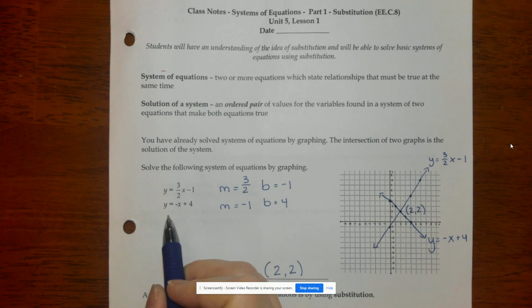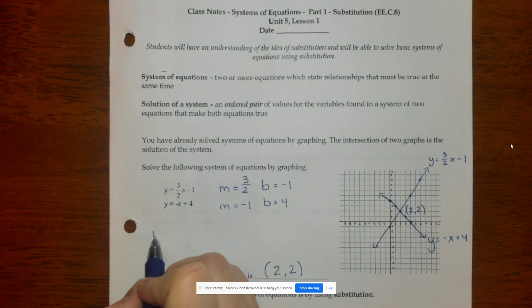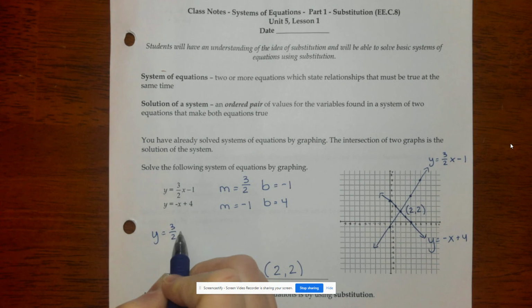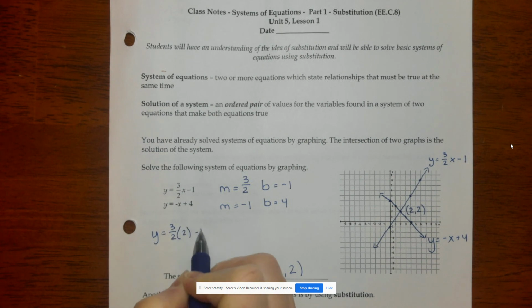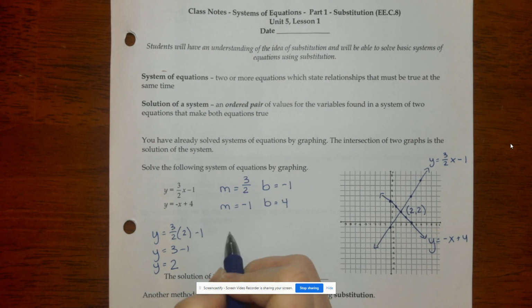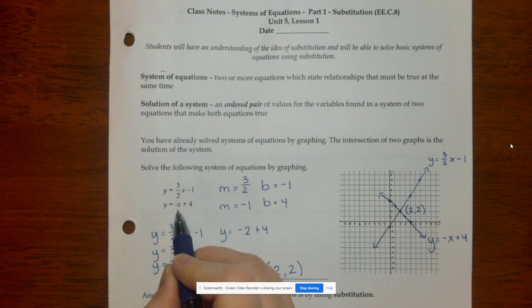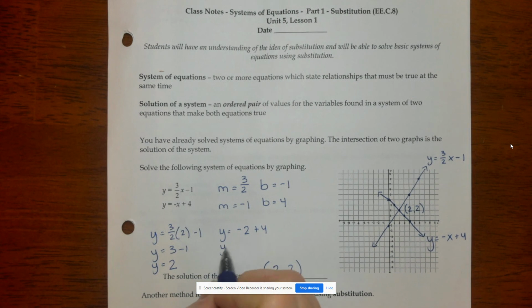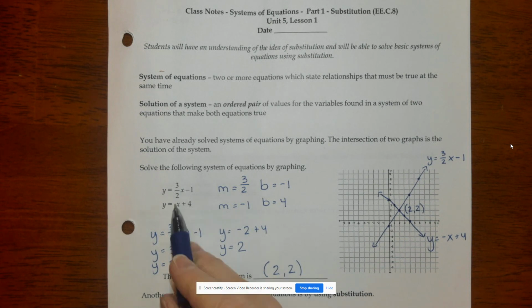Now that means if I go back to this equation and I say y equals 3/2 times 2 minus 1, I get y equals 2. And if I substitute x, -2 plus 4, because it was -x, so -2, y equals 2. So when I substitute in x equals 2, in both cases I get y equals 2. So that one ordered pair is a solution for both equations at the same time.